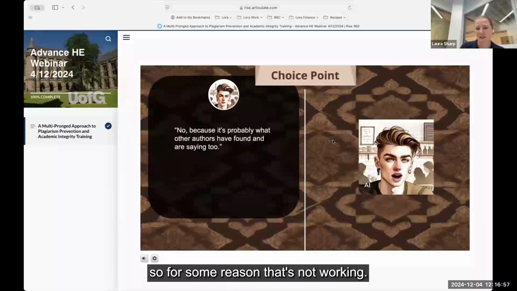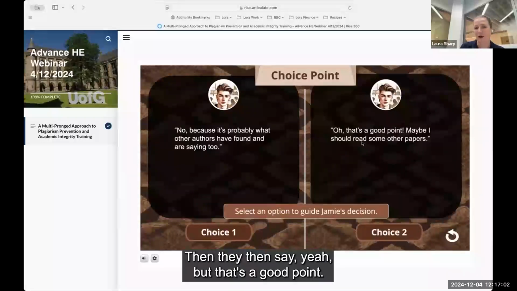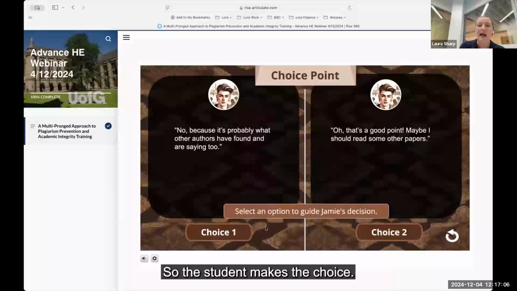So for some reason that's not working. They then say, that's a good point. Maybe I should read some other papers. I think my thing's fallen out. So the student makes the choice.